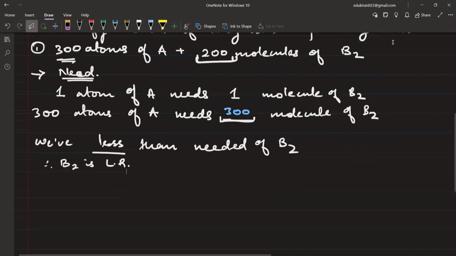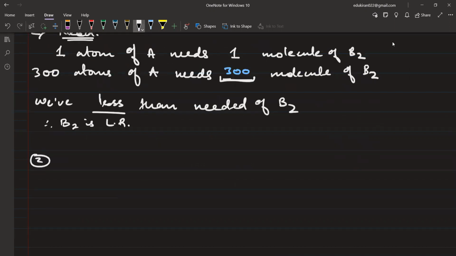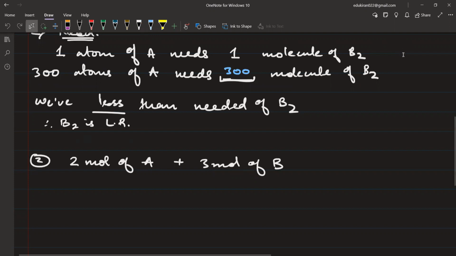The next is 2 mole of A plus 3 mole of B. I hope this is B2, or I don't know. Okay, it will depend now.